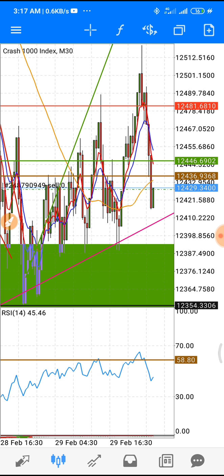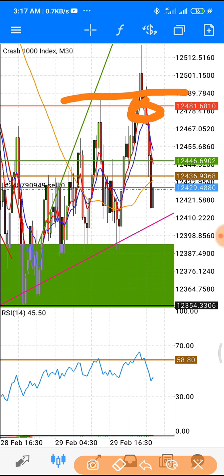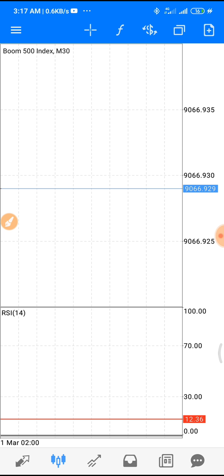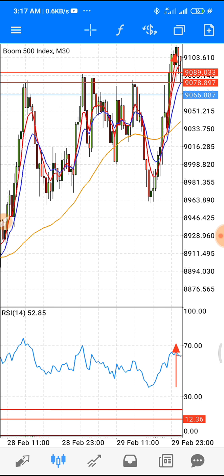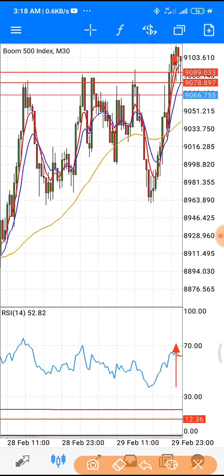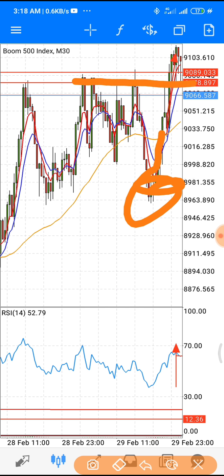Then the third thing to check is when crash is on its resistance level or a resistance zone. Maybe on this zone now, you can still catch your spikes on this zone. The same thing for boom 1000 or boom 500, either of the two. If boom is on the support level, you can catch spikes here easily with that strategy, or maybe when it's still moving up like this and has not gotten to a resistance zone or level.